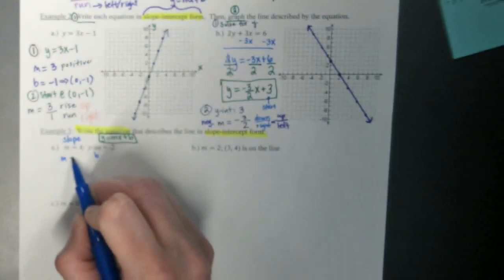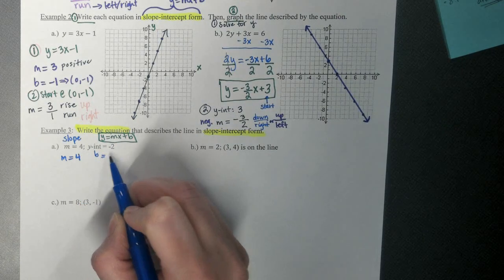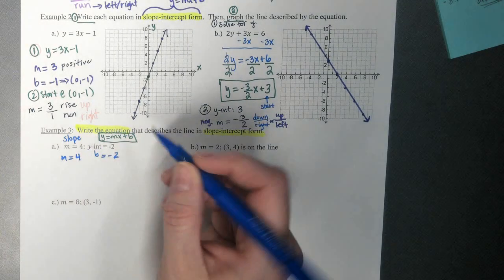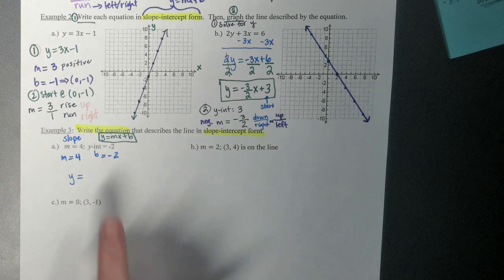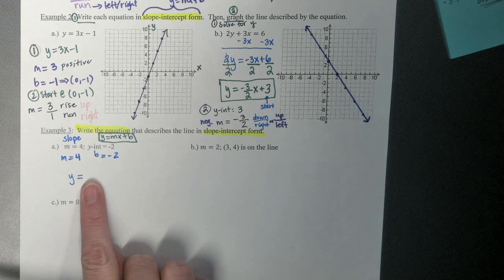So if m is 4 and b is -2, if you plug this into your equation, y equals mx plus b, it's y equals, and then instead of m, what can I write?